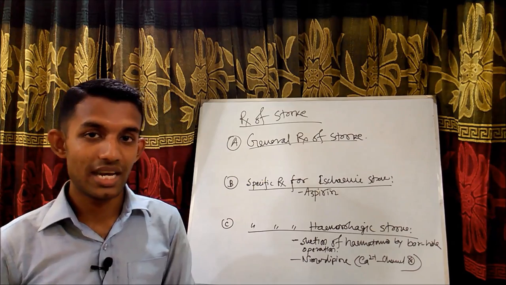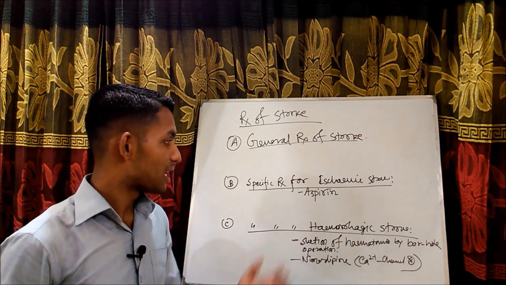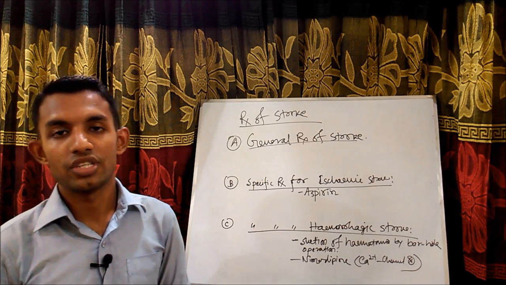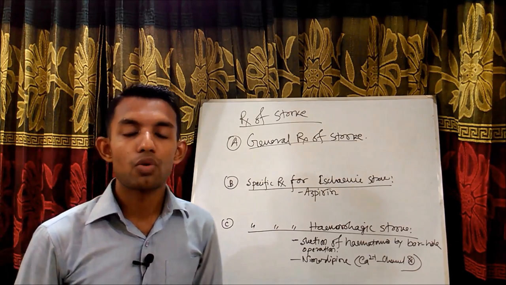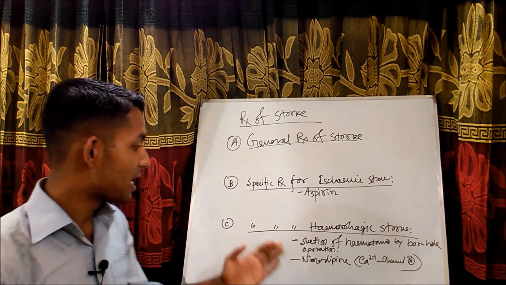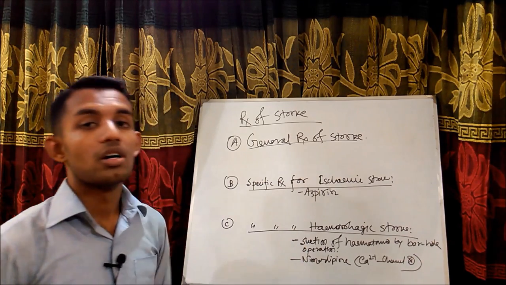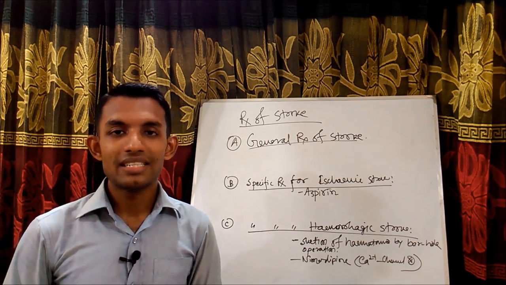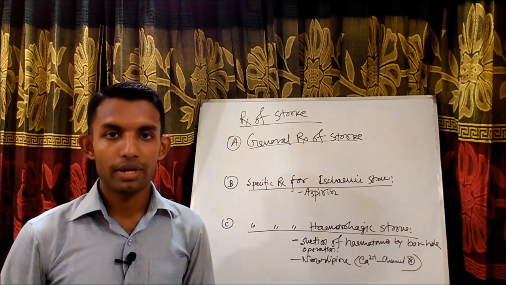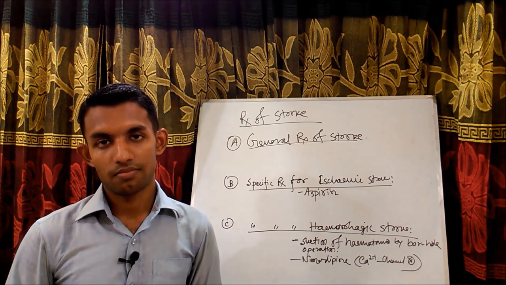Now, the specific treatment for ischemic stroke is aspirin, and the specific treatment for hemorrhagic stroke is suction of the hematoma by burr hole operation in case of intracerebral hemorrhage, and nimodipine, a calcium channel blocker, in case of subarachnoid hemorrhage. So these are the basic informations of stroke. In my next video, I may continue with stroke syndromes and lesion localization.